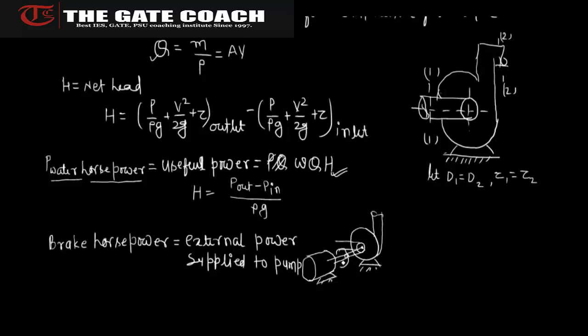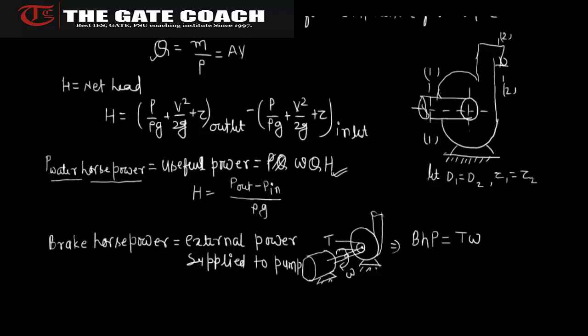So this shaft, let's say, has some angular velocity omega, and it is applying some torque T. So we can say that brake horsepower is equal to torque into omega. Okay, this is the brake horsepower. Now we know the power input, that is the brake horsepower, and after some mechanical losses, the power supplied by the pump to the fluid is the water horsepower.